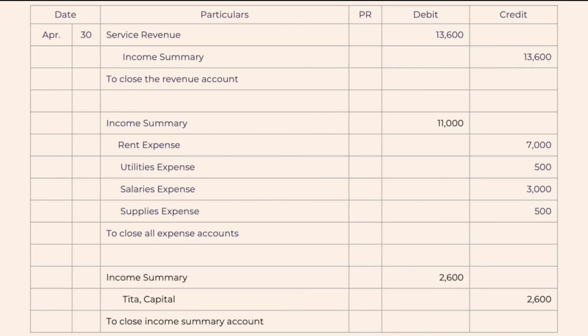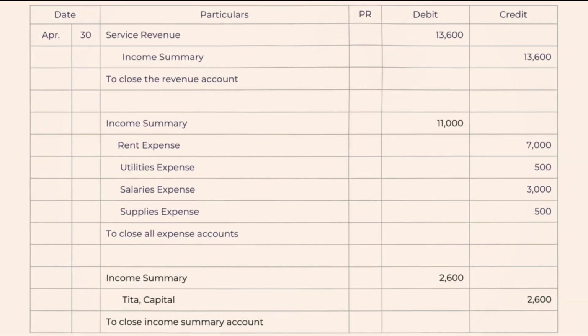Last is to close the income summary. So the final balance of our income summary is 2,600 credit. To close it, we need to debit the income summary and transfer its account to Tita Capital. And to check if it's correct, the 2,600 is actually equal to our net income in our income statement.